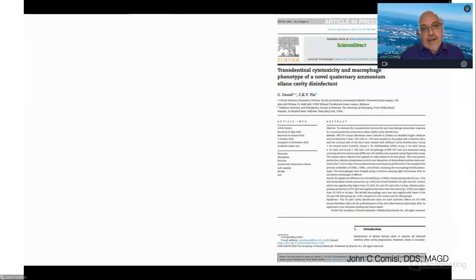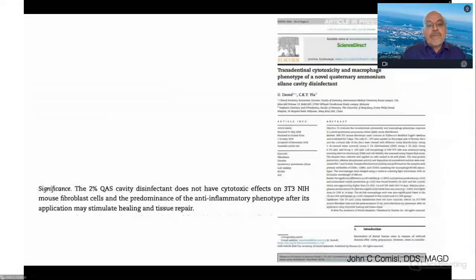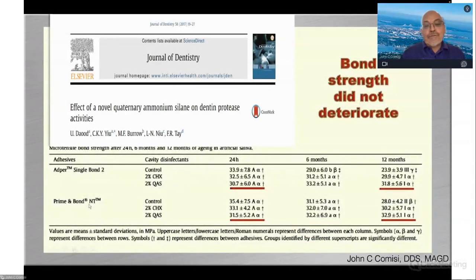Additionally, we're also very concerned with cytotoxicity. As Cliff showed in some of his slides, the PMMAs, possibly because of the release of the various materials within them that were not fully cured, became quite toxic. But this study by Dr. Daoud showed that this K21 product had no cytotoxic effects on any of the cells that they tested. That puts you at ease, and puts me at ease, in knowing that we have something I can use that is going to be beneficial while not problematic. And again, over time, the bond strength does not deteriorate, which is also very exciting. As you can see, the control in both of the two different bonding agents really dropped significantly over 12 months, while the QAS 2% solution maintained it or even improved it over that 12-month period.